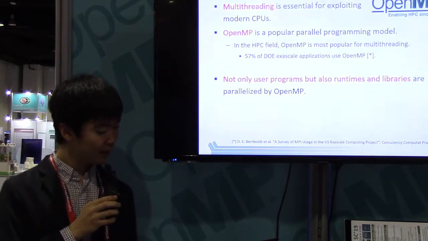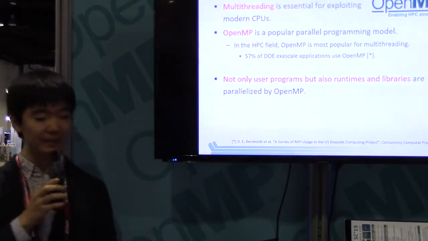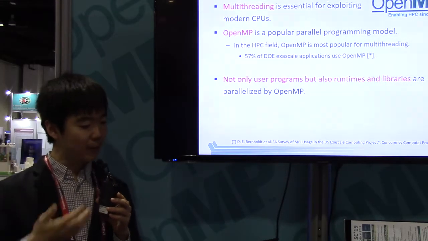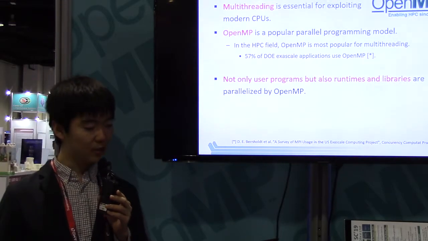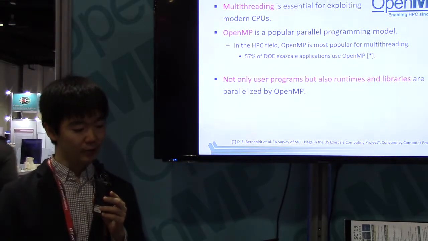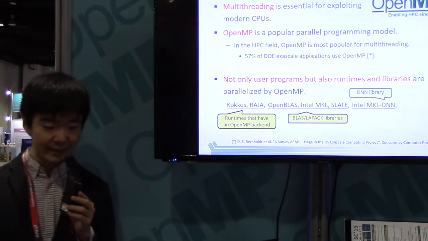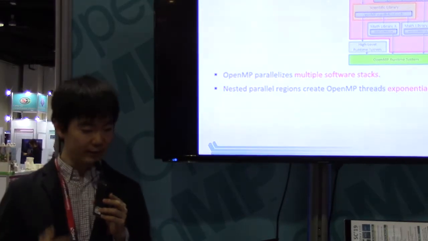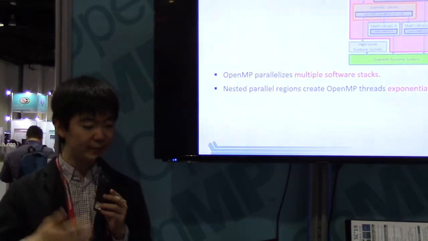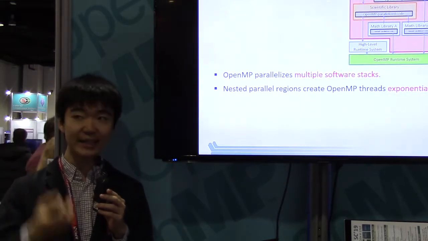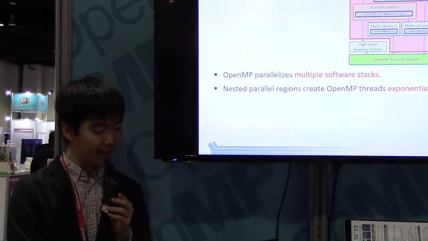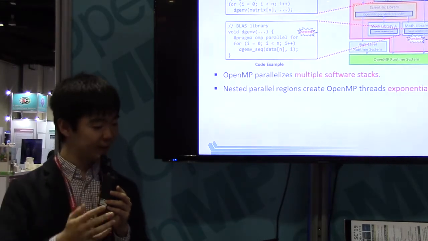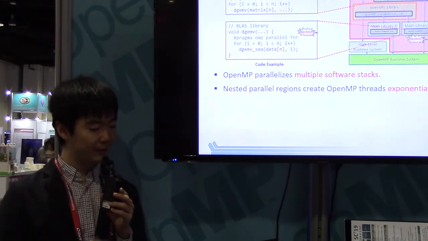Introduction. As you know, multi-threading becomes more and more popular, and in the HPC field, OpenMP is the most popular multi-threading model. As OpenMP becomes popular, not only user programs but also runtimes and libraries are parallelized by OpenMP. As a result, the current situation unintentionally introduces nested parallelism existing in multiple software stacks. For example, a user's OpenMP parallel region calls an external function, which happens to be parallelized by an OpenMP parallel region again.